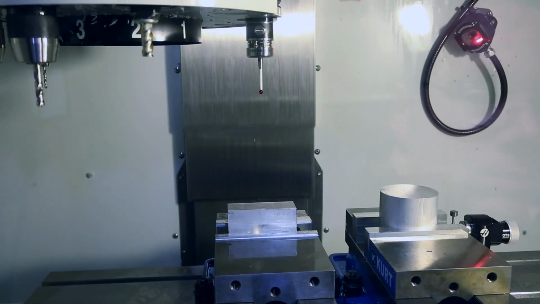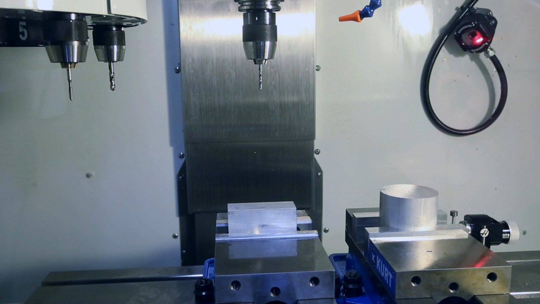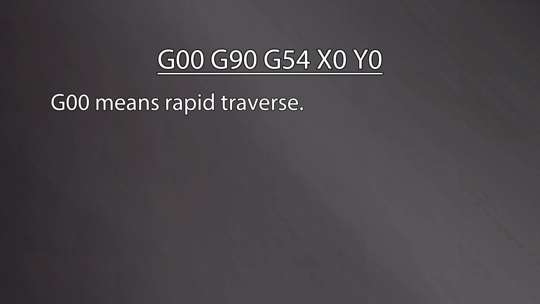This concludes the basic spindle probing operations. Now, let's switch to a different tool to verify the position of our work coordinates. We can enter the following codes into the MDI window: G00, G90, G54, X0, Y0. G00 means rapid traverse, travel at the maximum speed possible.